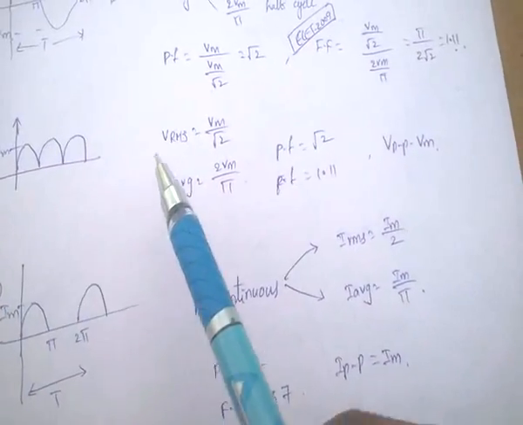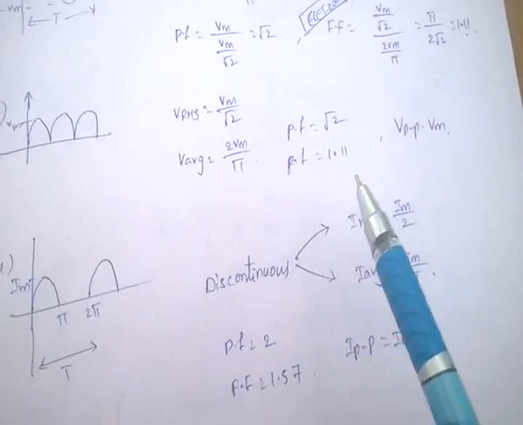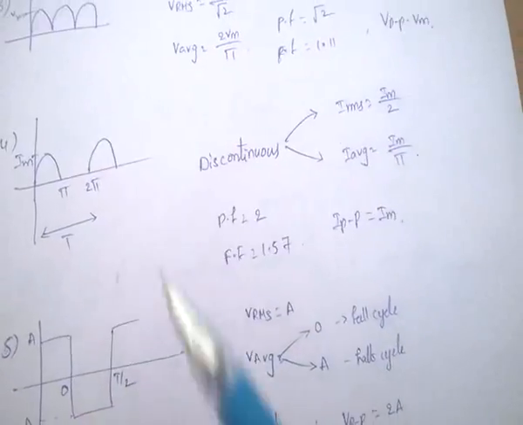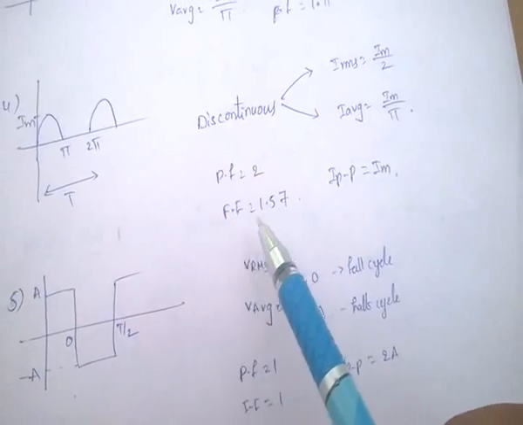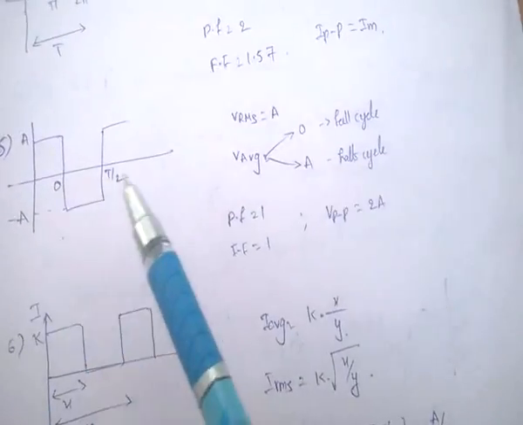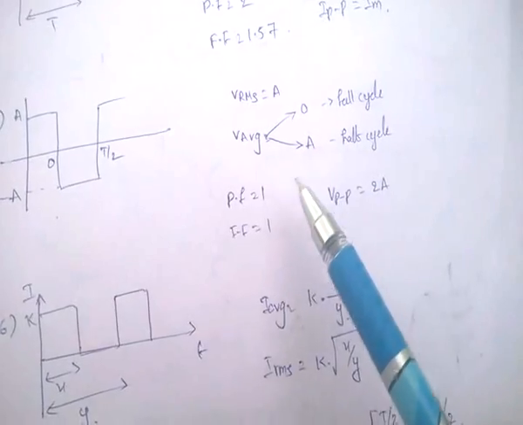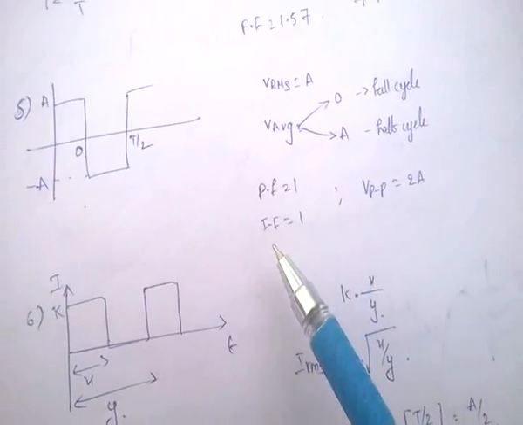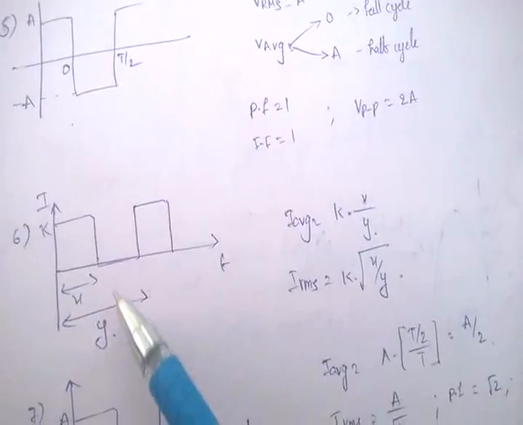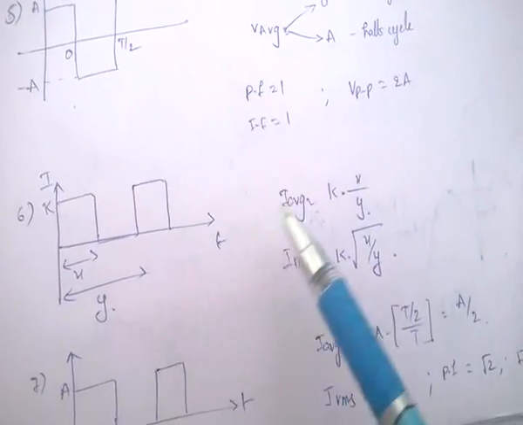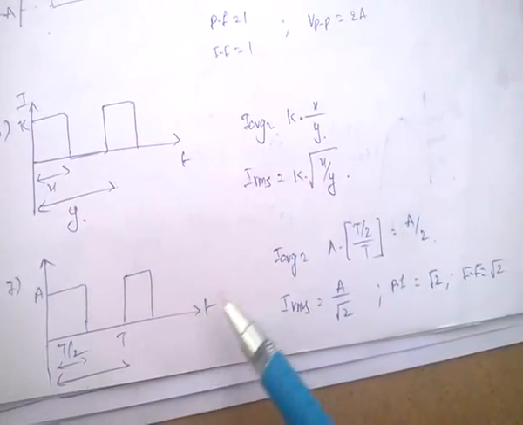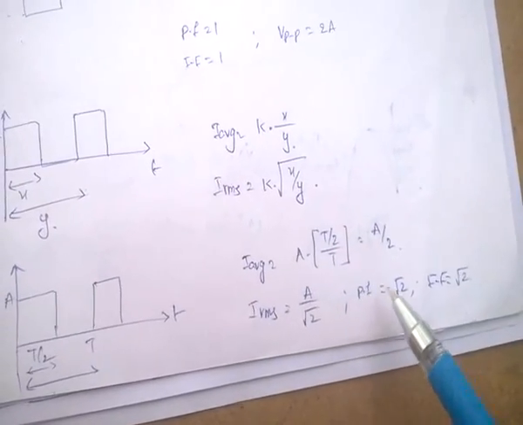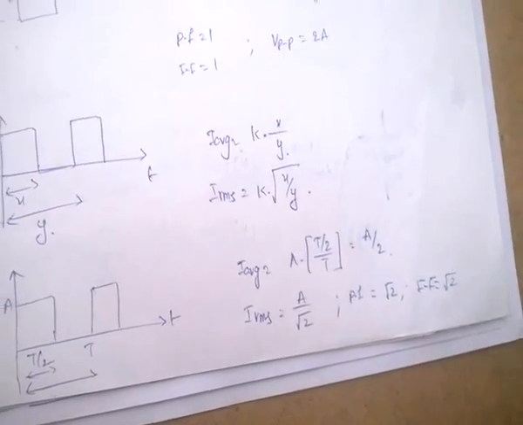For rectified waveform, Vrms, V average, peak factor and form factor. For discontinuous waveform, here are the peak factor, here it is form factor. For rectangular waveform, V average, peak factor, form factor, I average, IRMS. For this, peak factor equal to and form factor equal to root 2.